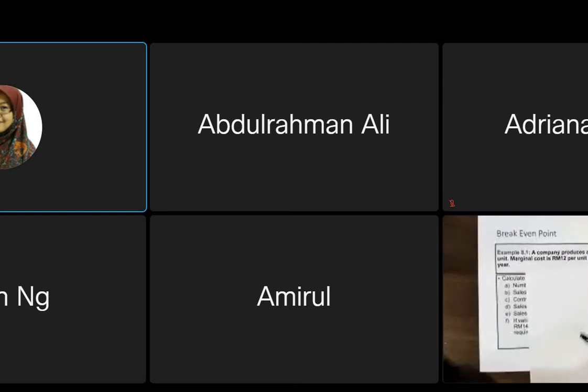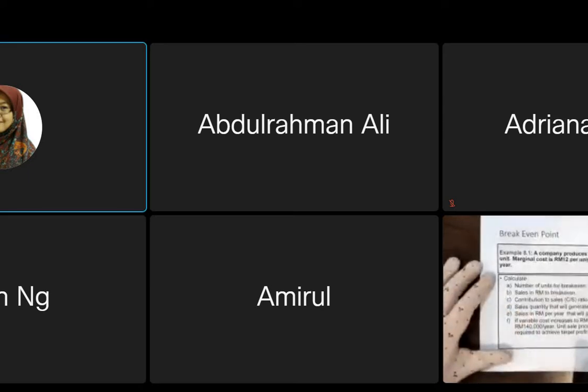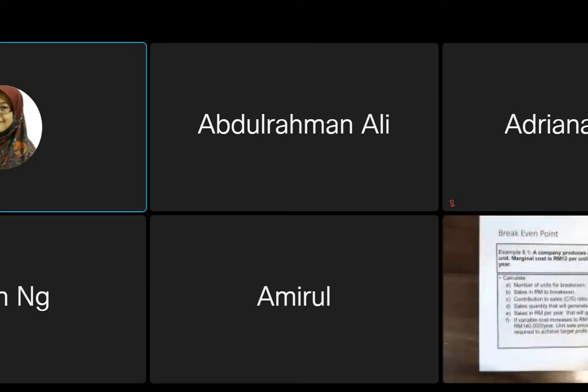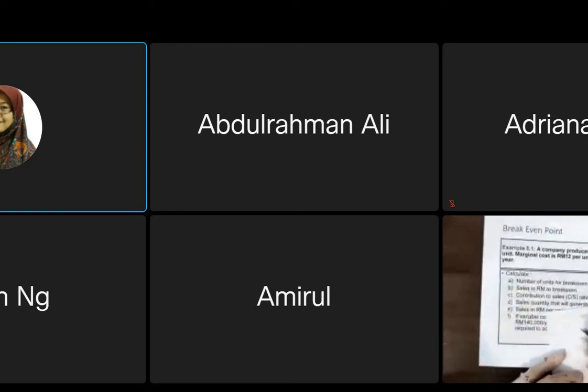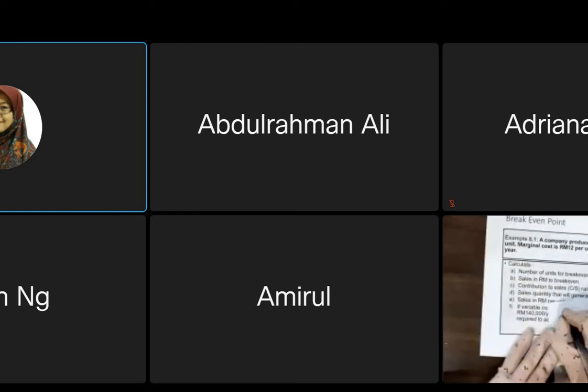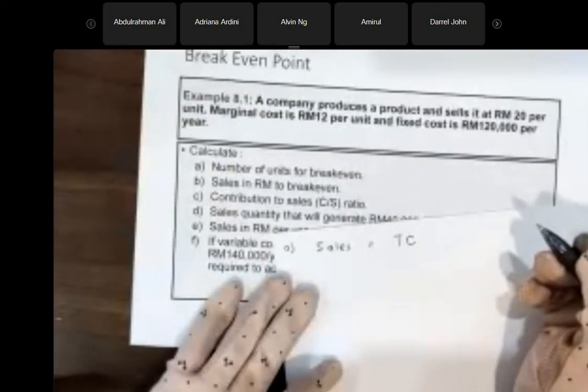Go to the next stage. How to solve this problem? The first one, the number of units for break-even. You know what the formula is. For the break-even, this one is A. You know that sales equal to total cost, and that is the break-even point.